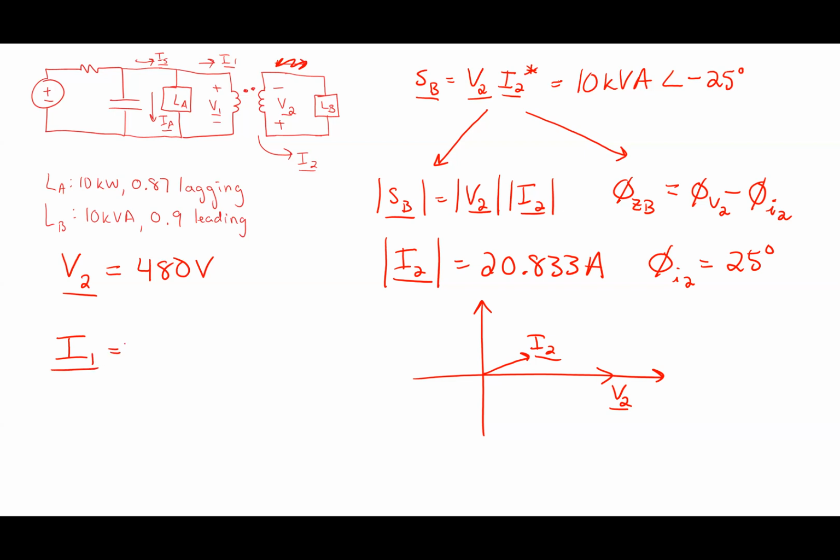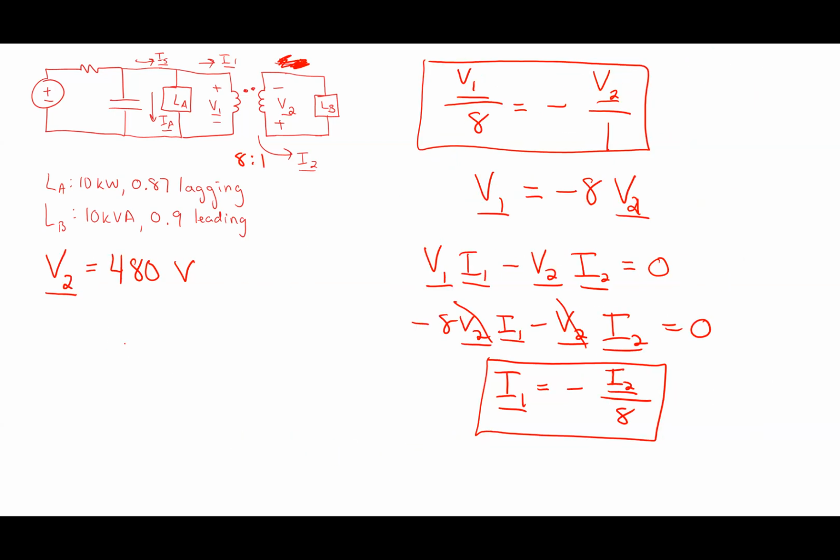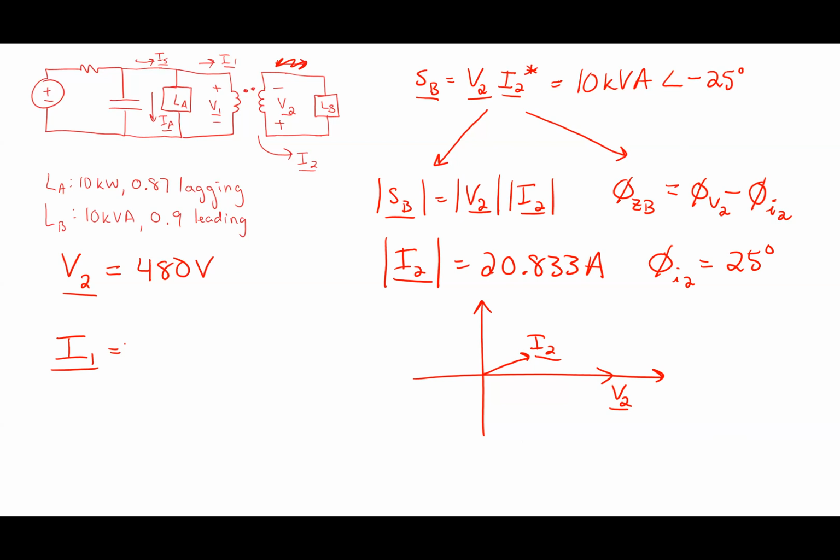Well, what do we have to do to figure that out? Current relationship. So let's go back to that. We derived that first. The current relationship is I1 is equal to negative I2 over 8. So it gets smaller. The side with more turns has less current, always. All right, because we're dividing by 8. So I1 is negative I2 divided by 8. So that gives me 2.6042 with an angle of negative 154.1581 degrees. What did the negative sign do?